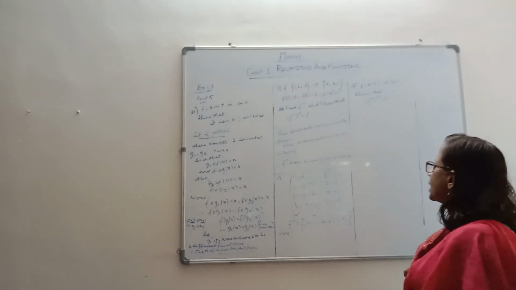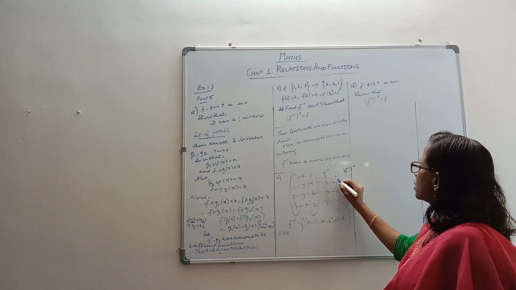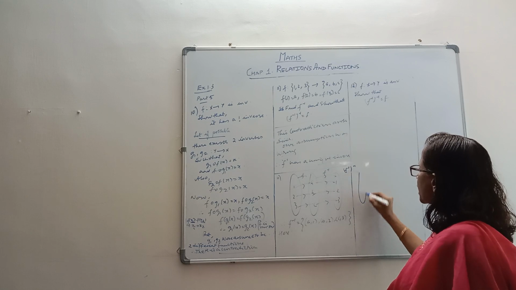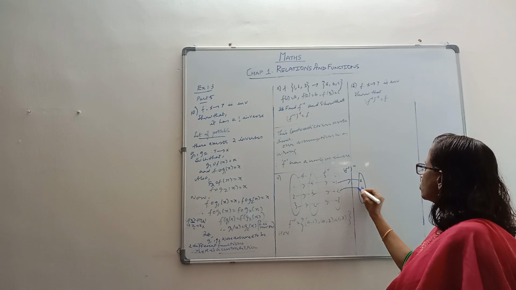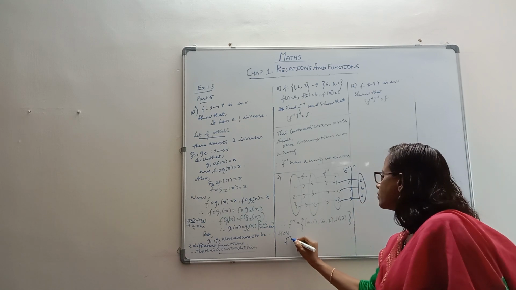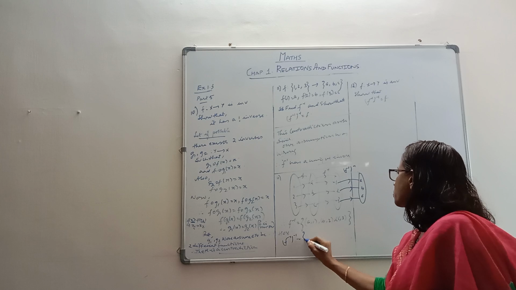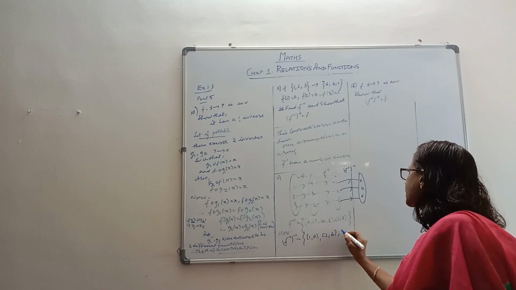Yeah, we'll take F inverse of inverse. F inverse of inverse means what? From this, it has to come back to A, B and C. So 1 should come to A, 2 should come to B and 3 should come to C. F inverse of inverse should be like 1 coming to A, 2 coming to B and 3 coming to C.